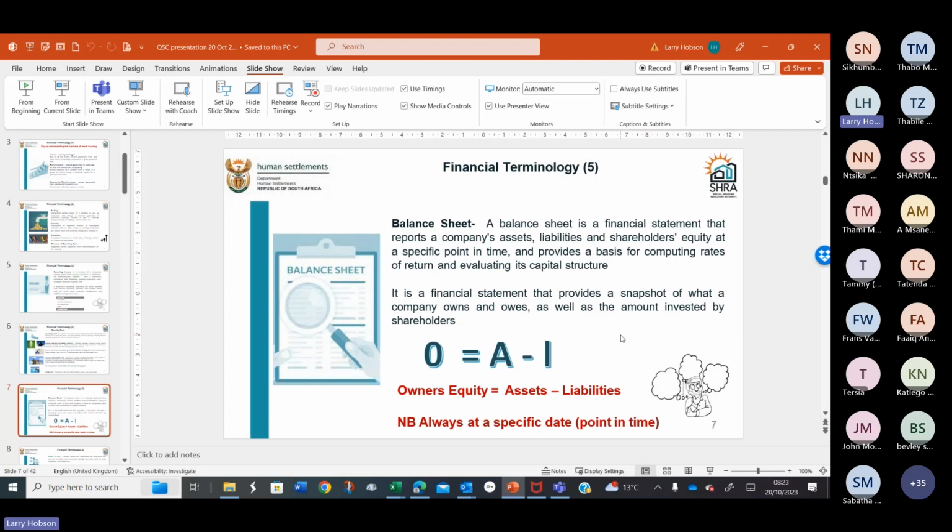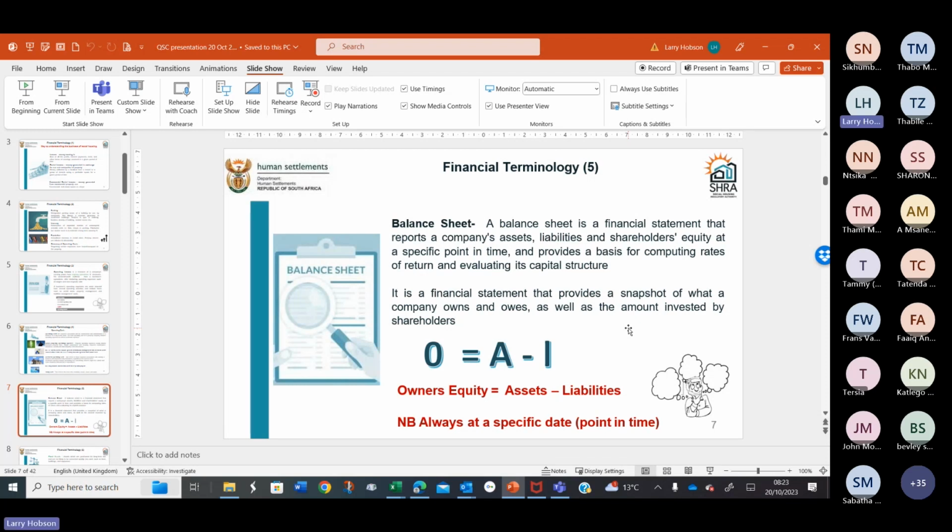On the balance sheet: a balance sheet is a financial statement that reports the company's assets, liabilities, and shareholders' equity at a point in time at the year end. It provides a basis for computing rates of return and evaluating its capital structure. So it's a snapshot at a point in time of what the company owns and what it owes.